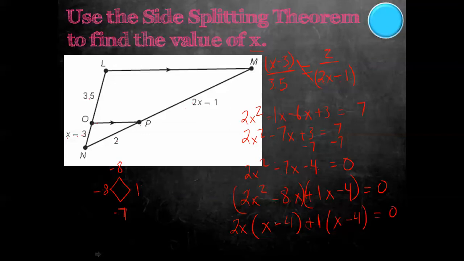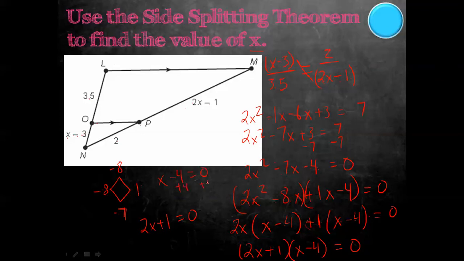So now, if you notice here, I have x minus 4 and x minus 4 in parentheses, and then I have the 2x and the positive 1 on the outside. So I can regroup these. I can take 2x and plus 1 and put those together, and then I have x minus 4 equals 0. So now I want to set each one of these equal to 0. 2x plus 1 equals 0, and then I have x minus 4 equals 0.